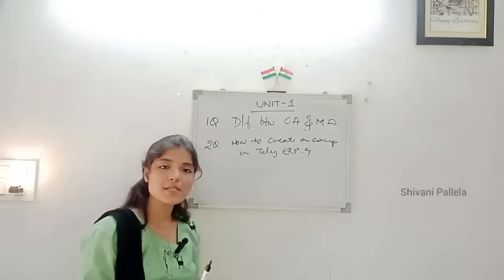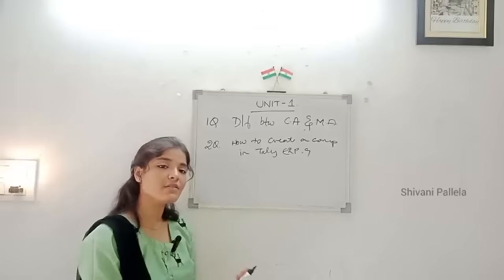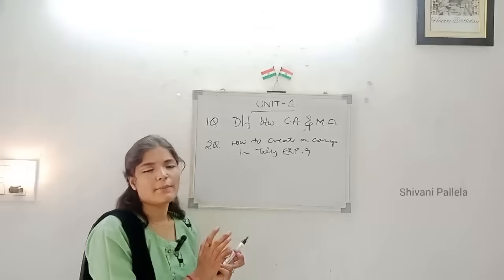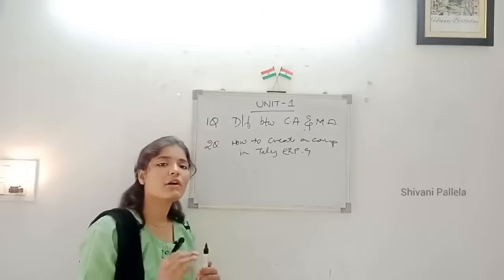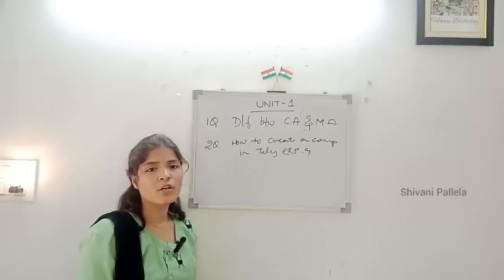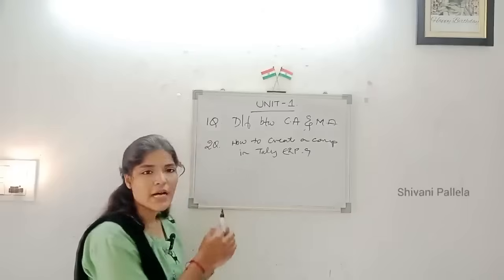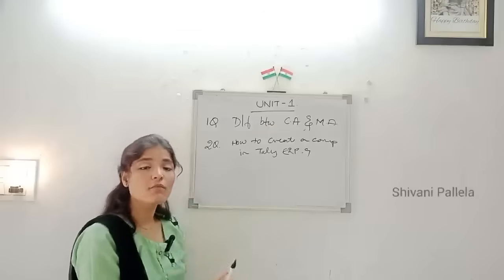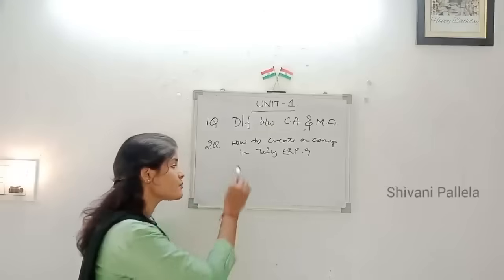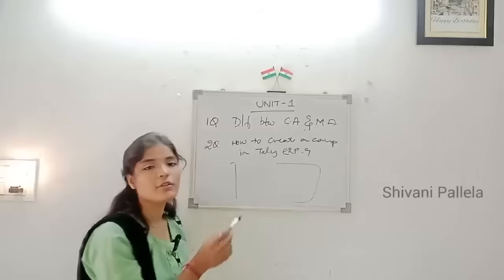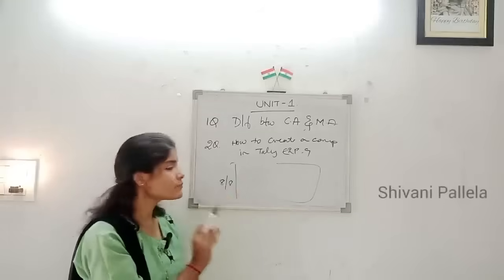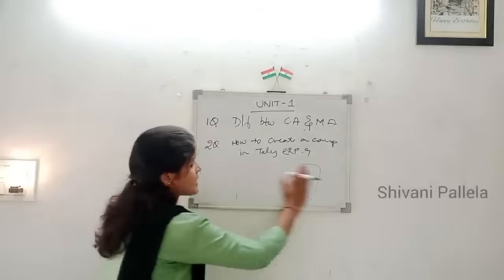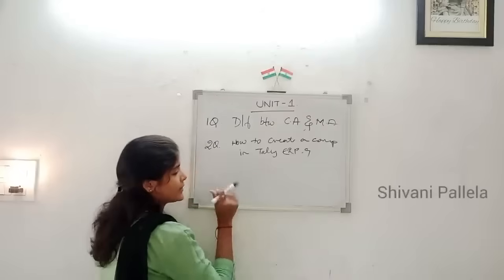Scoring the marks depends on how you are presenting your answer in the answer booklet. The paper corrector does not know whether you have really learned or not. He doesn't know. Whatever you have written in the answer booklet, that only he knows. So whatever you have learned, you should present in a good manner. Then only you can score 8 out of 8 marks. Okay. So how to present this answer in a booklet?